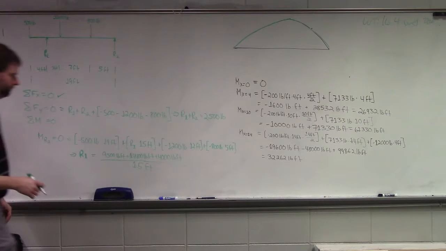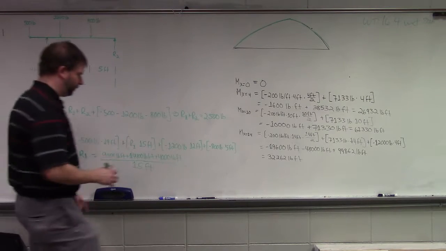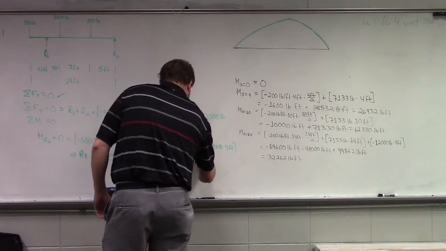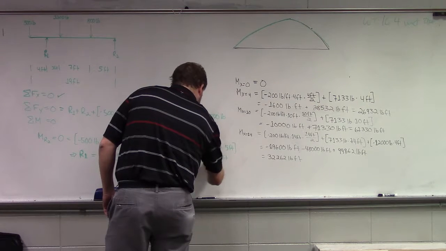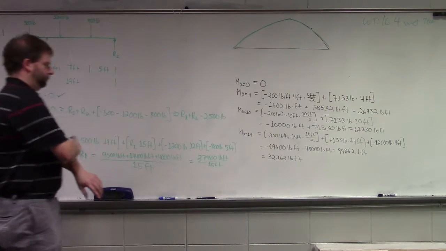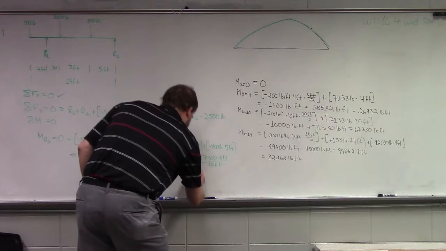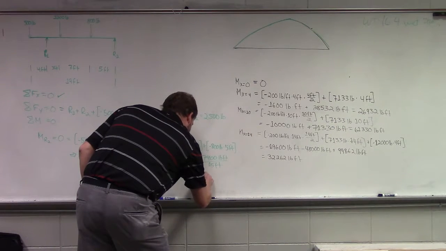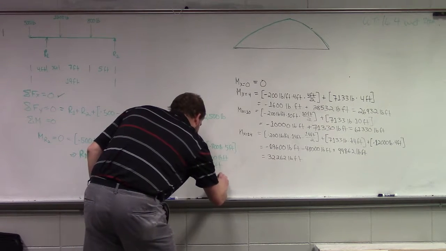Goes over to the other side, however you'd like to do it. So 13.5, so that becomes 27.9. So it's 1860.